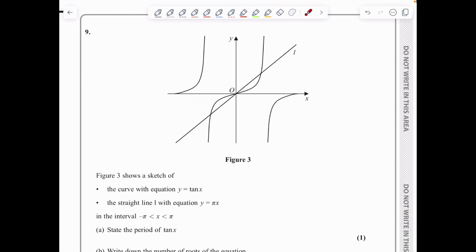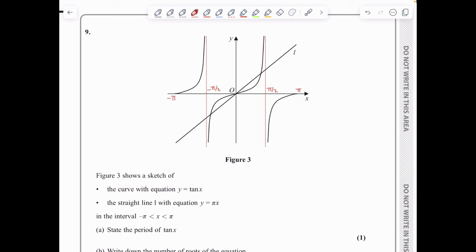In question 9, we've got a sketch of the curve with equation y is tan x and the straight line L here with equation y is pi x in the interval -pi to pi. We need to state the period of tan x. Well, before stating the period of tan x, let me add the asymptotes at pi over 2 and -pi over 2 that the tan graph has. We know that it cuts the x-axis at pi, at 0, and at -pi.